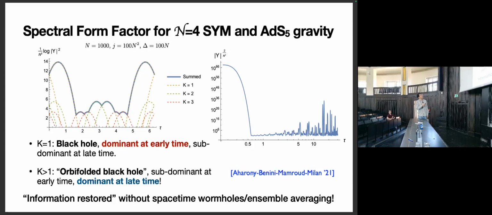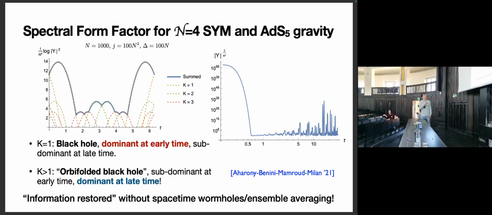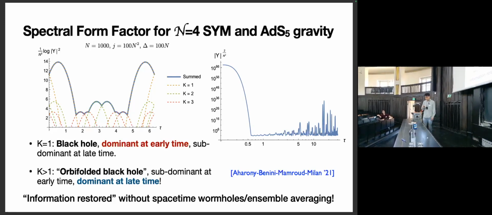But then around this point, the subdominant k greater than 1 saddle kicks in, and it keeps the spectral form factor finite at late time. So at early, quote unquote, time, or tau, this black hole saddle is the most dominant one, but it becomes subdominant at late time. Now, at late time, this k greater than 1 saddle dominates, and it saves us from the quote unquote information loss. These subdominant saddles are due to quote unquote orbifolded Euclidean black holes. So here we restore the information without referring to space-time wormholes or ensemble averaging.